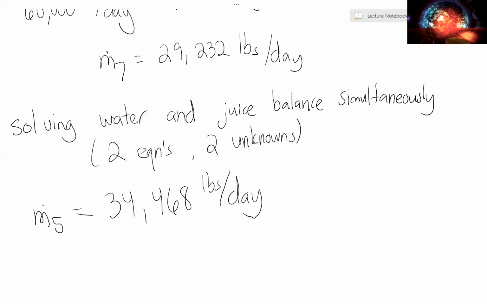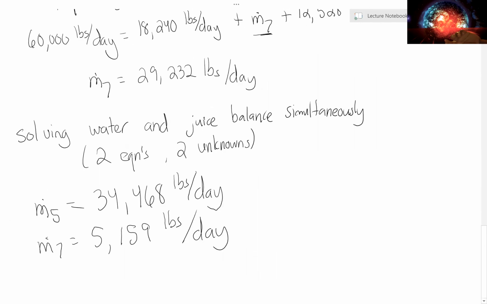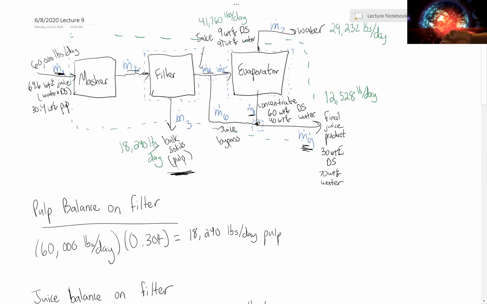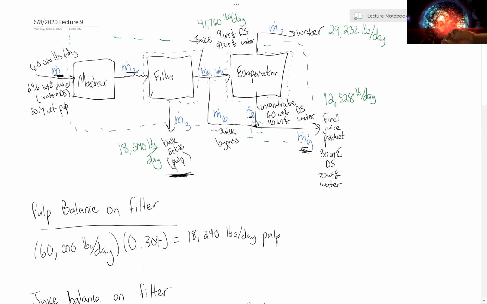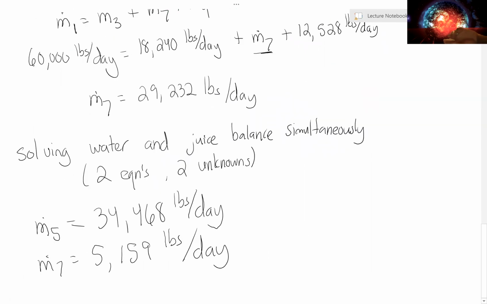And my concentrate should be about 5,159. So now with those, I can then solve for M6, which should be 41,760 minus M5, which was 34,000. I'll write that out.